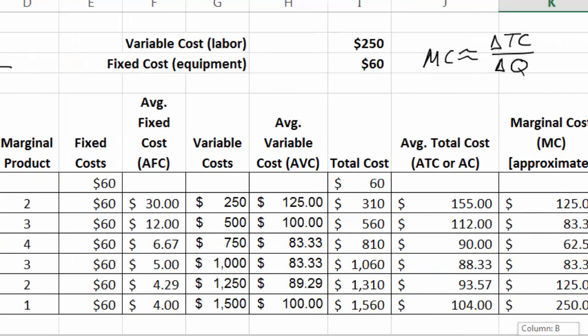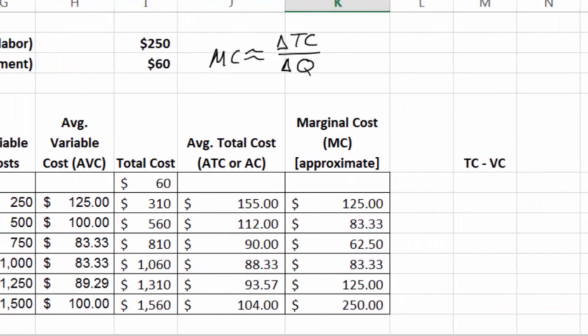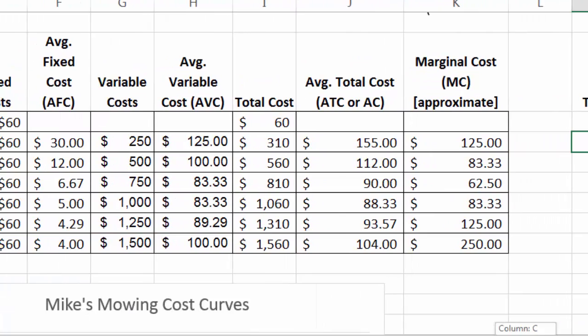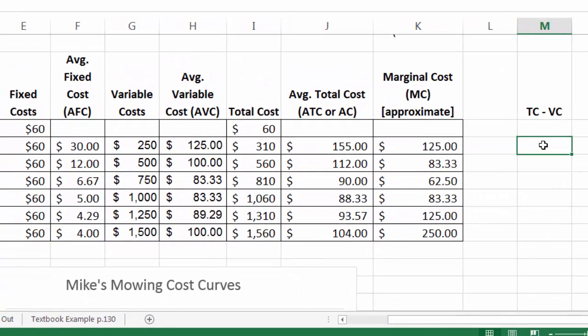Now one final thing, in the sample problem we were looking at, it said see what the difference in total cost and variable cost is, just to make sure that those are equally spaced. And we can find that simply by just taking the total cost at that level of output and subtracting the variable cost. So here's the cell where I'm going to take this total cost cell, minus the variable cost cell, and I'm going to drag that down. And indeed, that's the same.